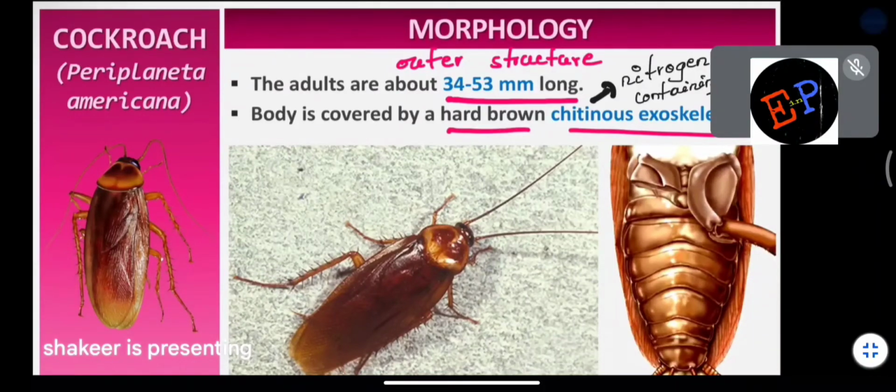Clear now? Chitinous. Chitinous means what? Nitrogen containing polysaccharide is called chitinous. This word you will get many times. Chitinous means it is also a carbohydrate or a polysaccharide, but nitrogen is the major component in this one. So nitrogen containing polysaccharide, you can call it chitinous exoskeleton. So hard brown chitinous exoskeleton.